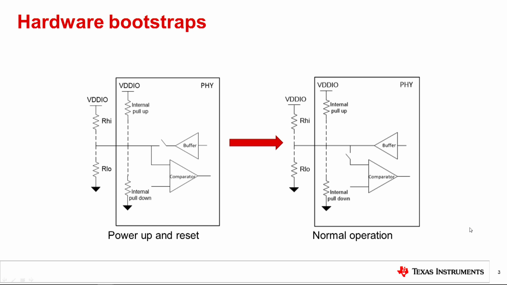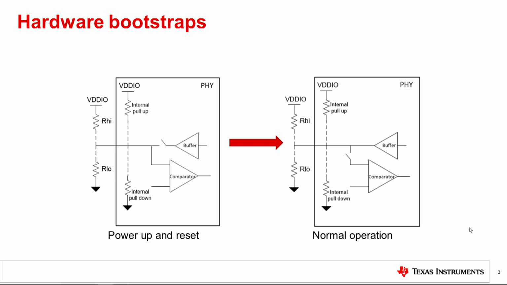In TI Ethernet PHYs, bootstraps are 2-level or 4-level. Shown here is an example of a 2-level bootstrap circuit. Inside the Ethernet PHY is either an internal pull-up or pull-down resistor and a comparator. Strap pins are generally output pins. However, the GPIO acts as an input on power-up and reset, during which time the switch to the internal buffer is open, the switch to the comparator is closed, and the potential on the strap pin is sampled by the comparator. This potential value will determine what mode the device will be set to.